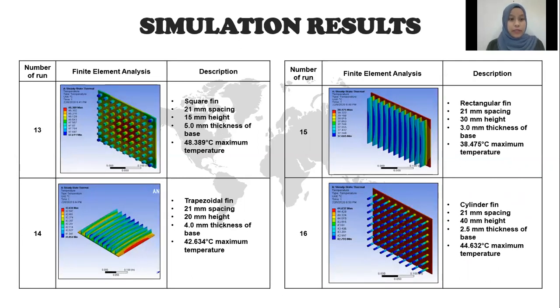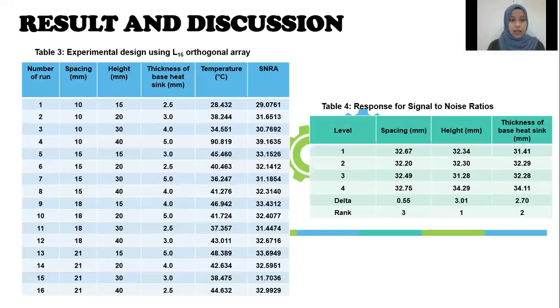The maximum temperature of 13, 14, 15 and 16 heat sink are 48.389 degrees Celsius, 42.634 degrees Celsius, 38.475 degrees Celsius and 44.632 degrees Celsius respectively.